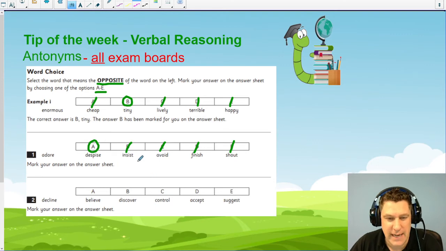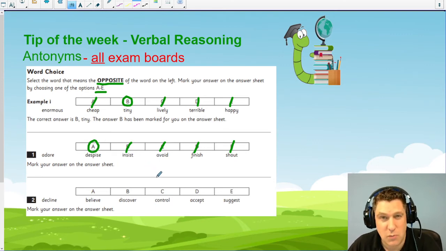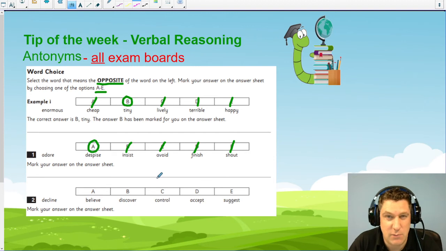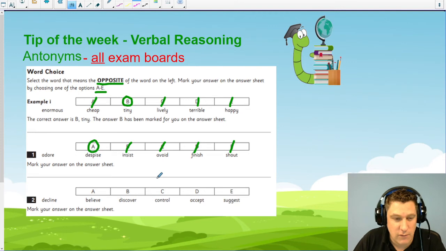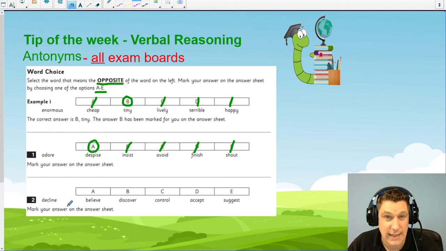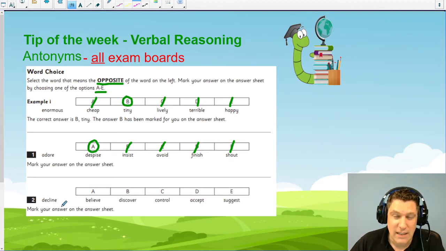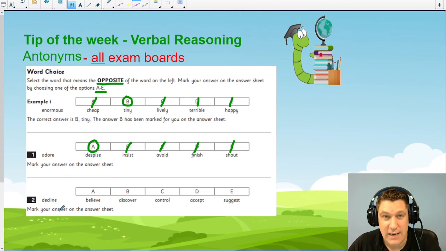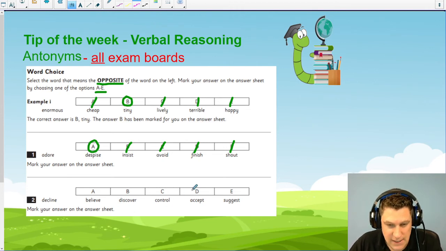And that process of elimination does really rule out those ones that we know it can't be. And if children are left, say, with 2 words that they're a little bit unsure about, well, it does bring them down to a 50-50 chance of hopefully getting that question right. Question 2, we've got decline. And I often think about with decline, actually declining a card. So if something is declined, then it's not accepted. Now, in actual fact, in my definition there, I've actually used the opposite word. And the opposite is accept. And decline and accept are opposite in meaning.